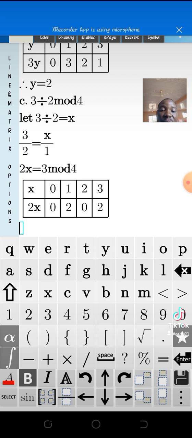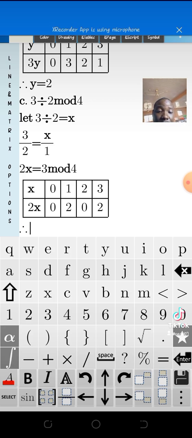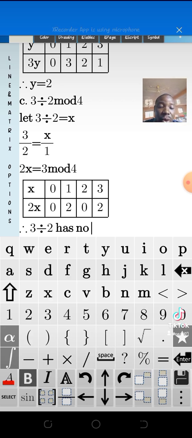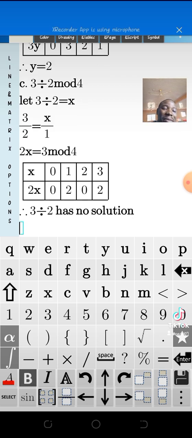Then check where 2x equals 3. If you look at it very well, I don't think 2x has any value that corresponds to 3. Therefore, 3 divided by 2 has no solution. That's how you conclude when you have this kind of situation, where 2x, for instance, does not correspond to 3 on the table. And that's why I love using the tabular method, because it brings out all these things. So that is basically how to divide in modular arithmetic.